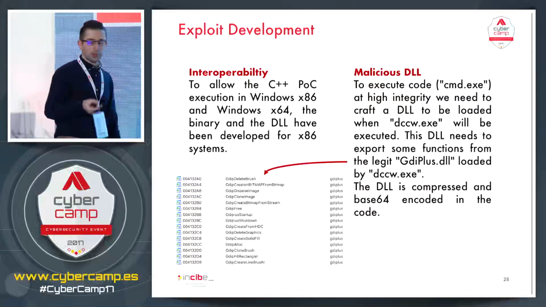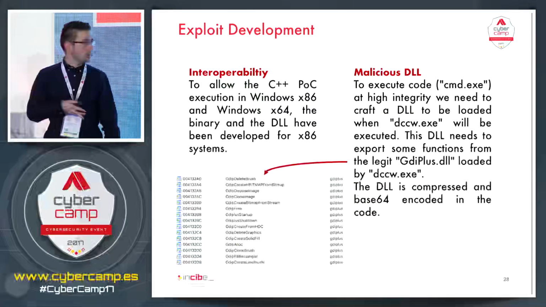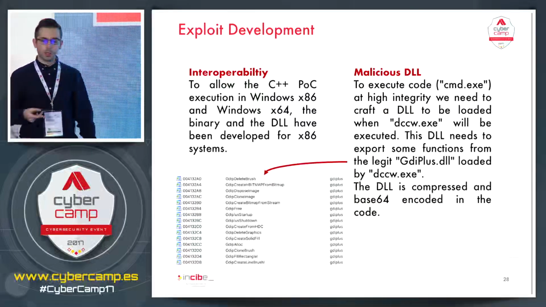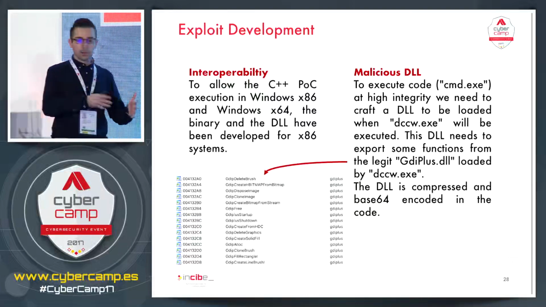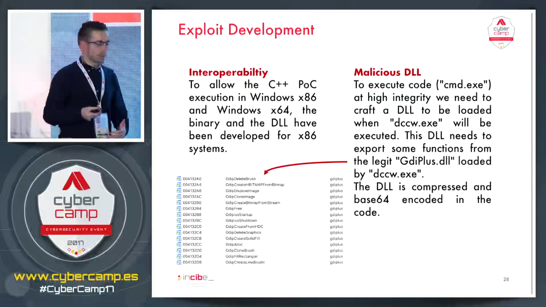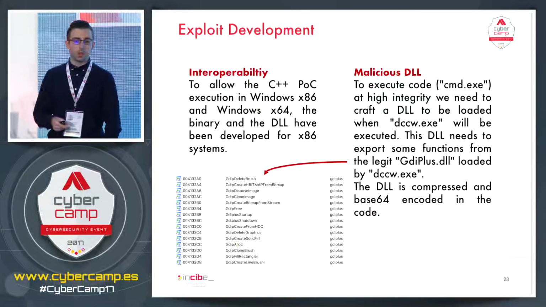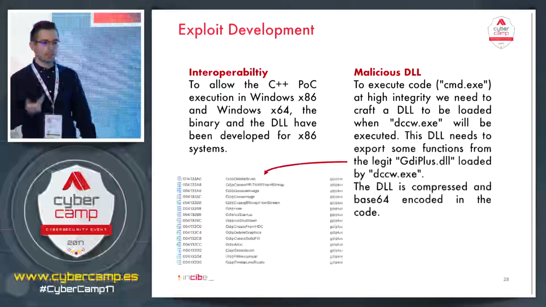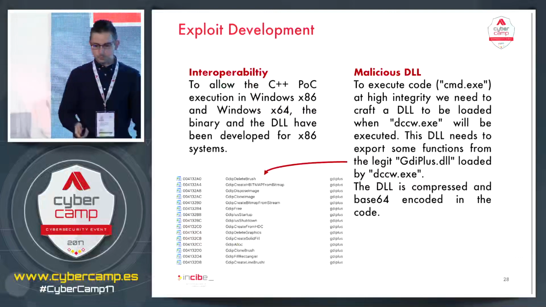When it comes to the malicious DLL, I've talked about the redirection and how we want to export some functions, etc. In this case, we are going to compress it into base 64 and encode it in our concept code. The compression method used will prevent this from running on Windows 7.